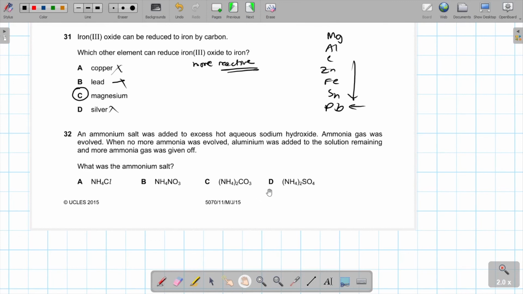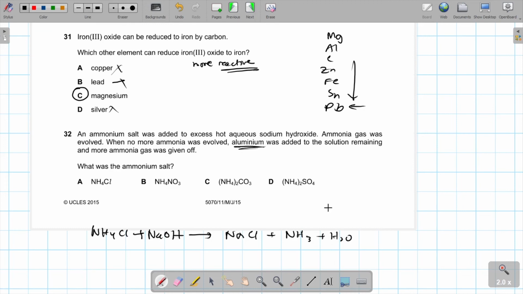Ammonium salt was added to excess aqueous sodium hydroxide. So it could be any ammonium salt. Ammonia gas was evolved. There was no more ammonia evolved. Aluminum is added to the solution remaining, and more ammonia gas was given. So an ammonium salt reacts with hot aqueous sodium hydroxide. Okay, what if we use NH4Cl and hot aqueous sodium hydroxide? It's going to give me NaCl plus NH3 plus H2O.